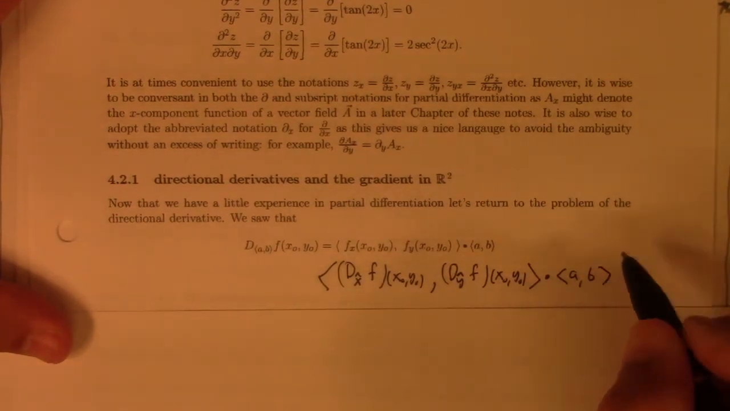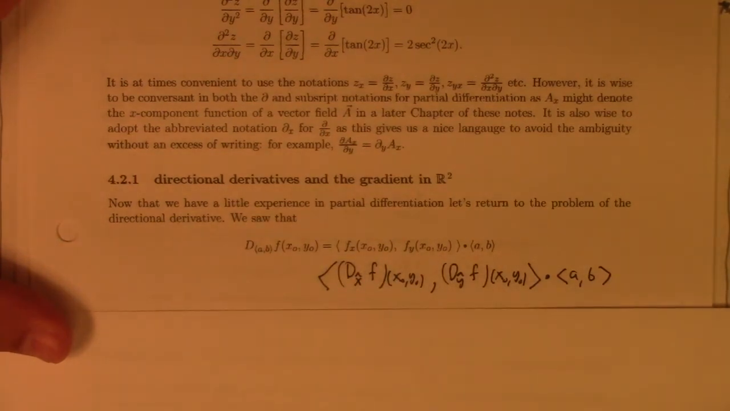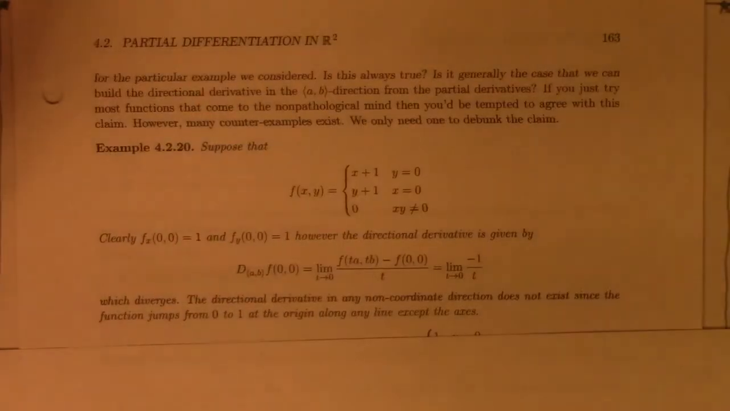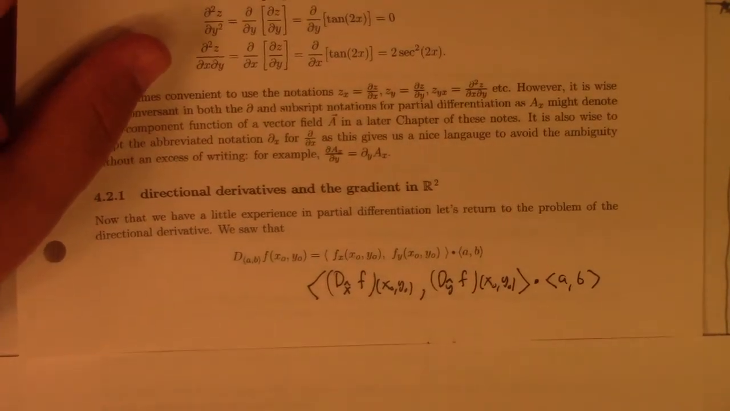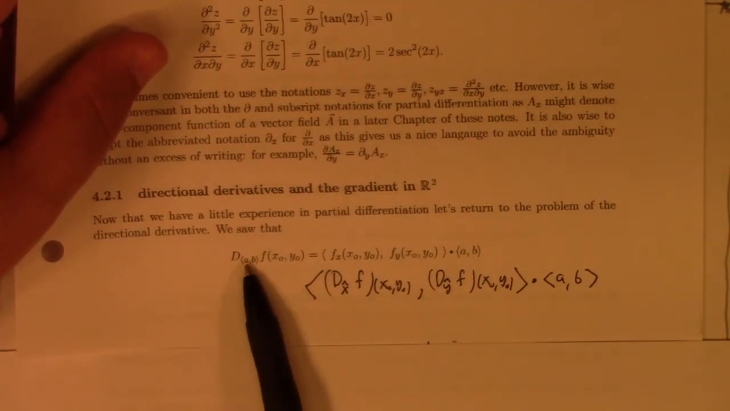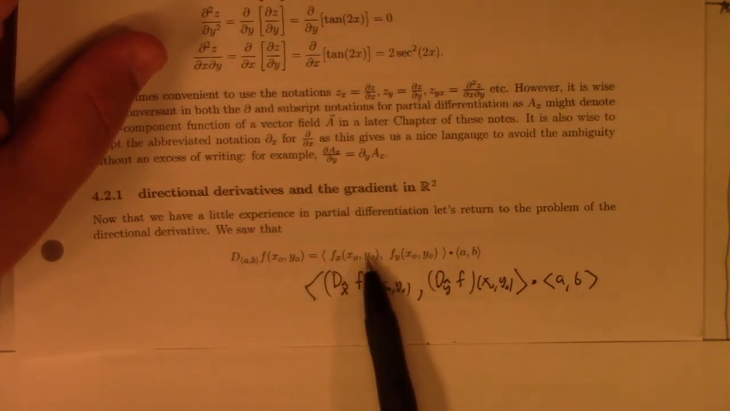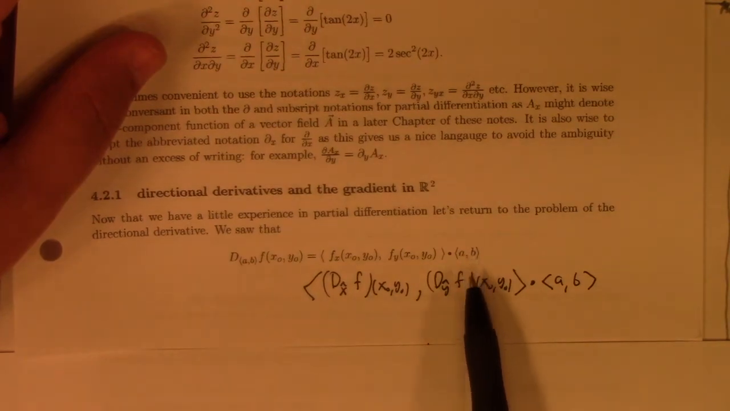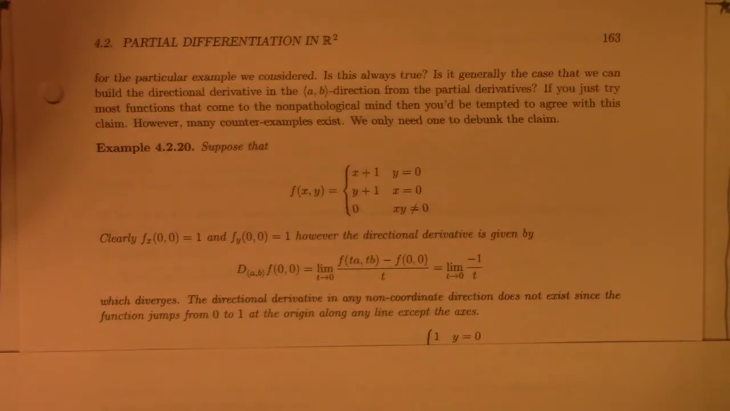Because this and that are the same thing. Partial derivatives are directional derivatives in the coordinate directions. So you might wonder, is this generally true? Is it always the case that you can build the directional derivative in the (a, b) direction as a dot product of the partial derivatives with a unit vector in the direction you're interested in? Can you always do that? Well, since I'm asking the question, the answer is no.